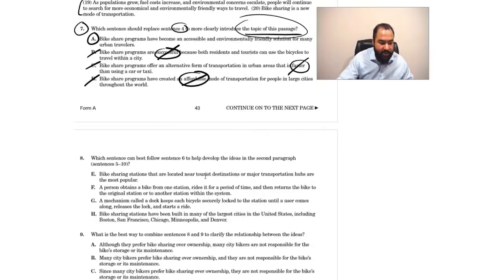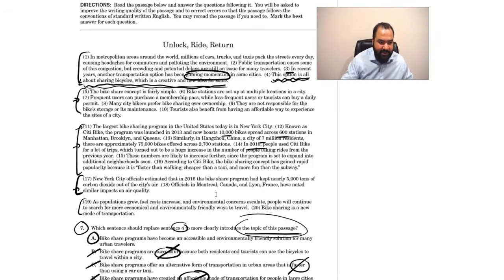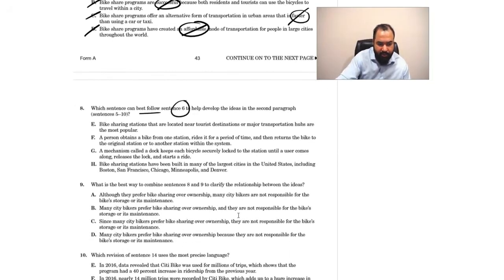Let's go for question 8. It says which sentence can best follow sentence 6 to help develop the idea of the second paragraph. So sentence 6 is here. Bike stations are set up at multiple locations in the city. Well, the second paragraph was about how the bike share concept is fairly simple. The stations are set up in multiple locations. The second paragraph is about how the bike sharing program works. So let's see what will be the best way to support it more.